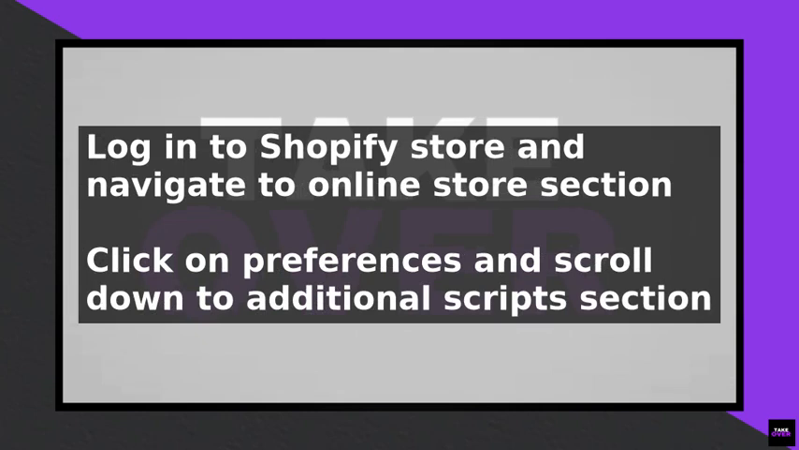Next, log into your Shopify store and navigate to the Online Store section. Click on Preferences and then scroll down to the Additional Scripts section. This is where you will add the Snapchat pixel code.